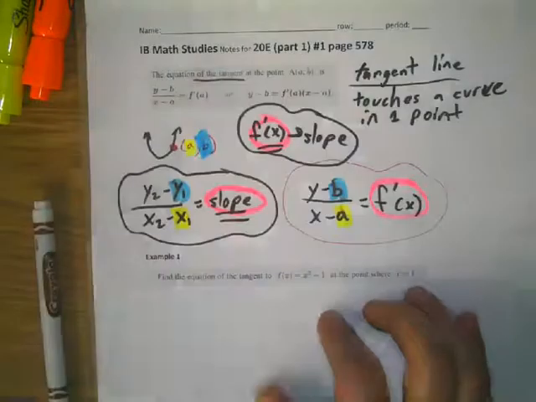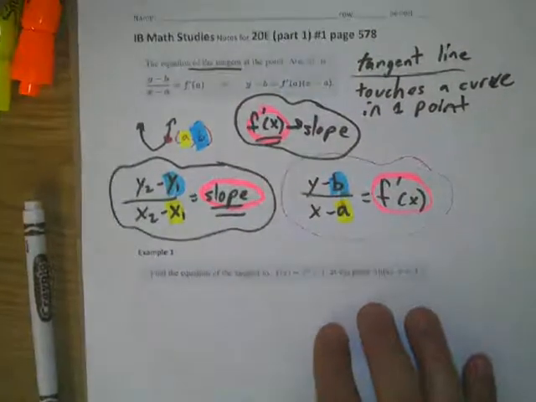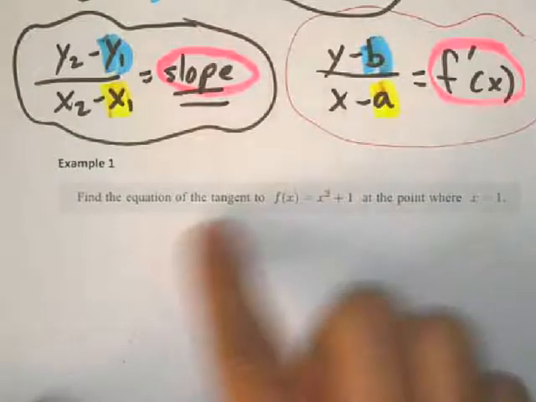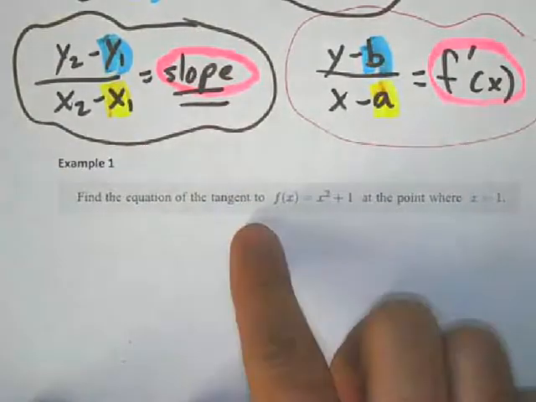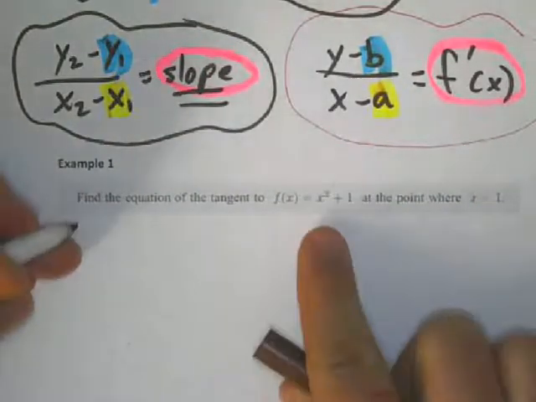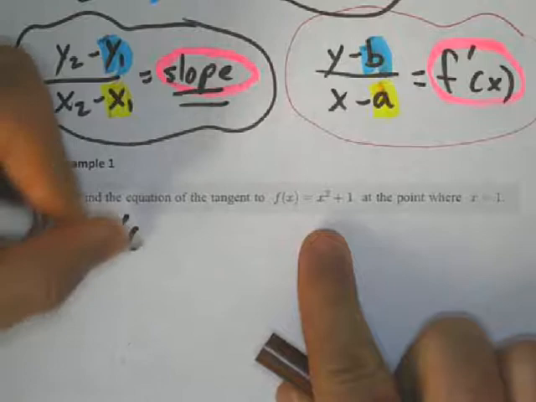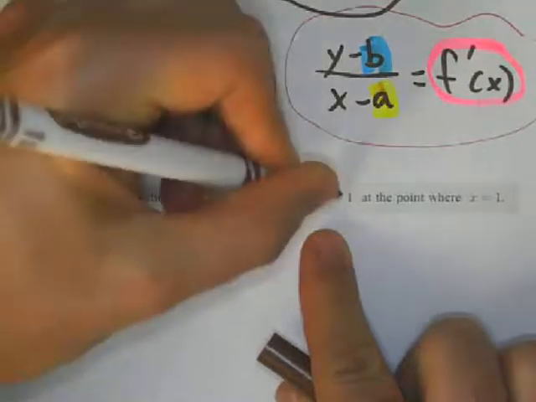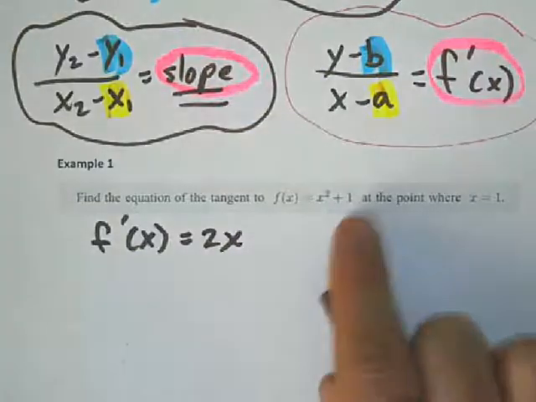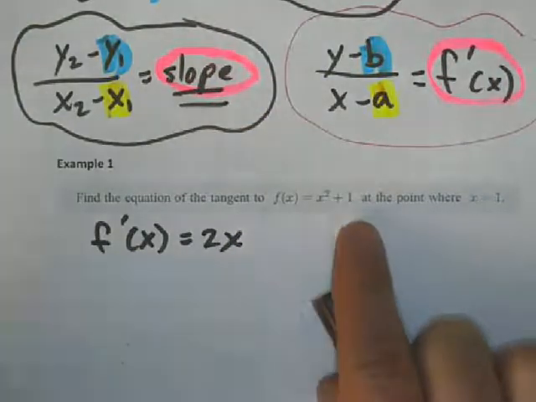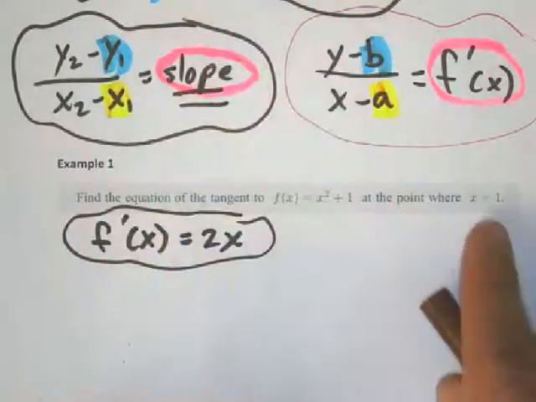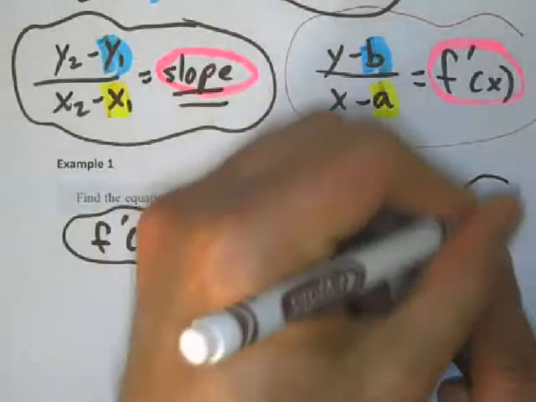So let's do our first example. This example is right in the book. Okay, so the equation of a tangent, find the equation of a tangent given this function. All right, so if I take the derivative of this, I get power comes to the front, and then the power decreases by 1, and the derivative of 1 is 0. So here is my slope equation. Okay, at point x equals 1.